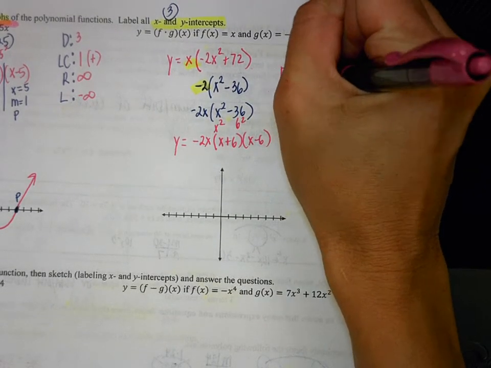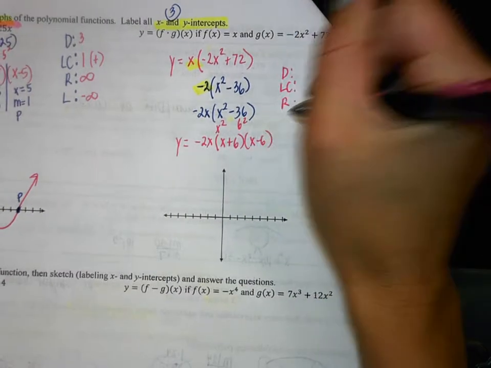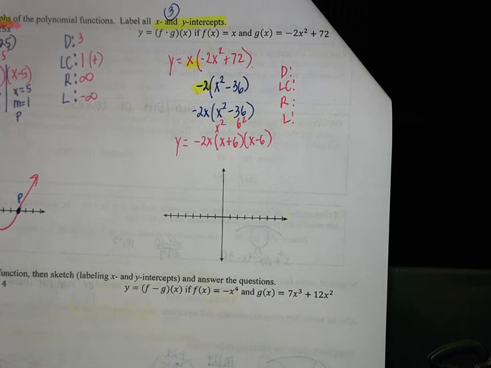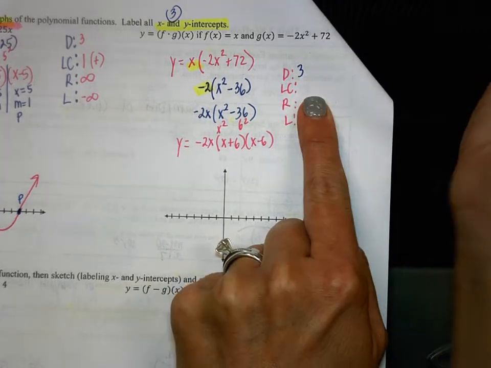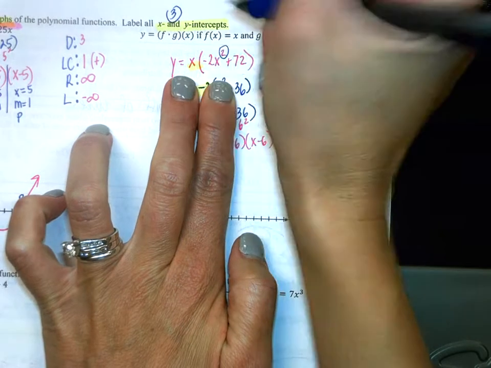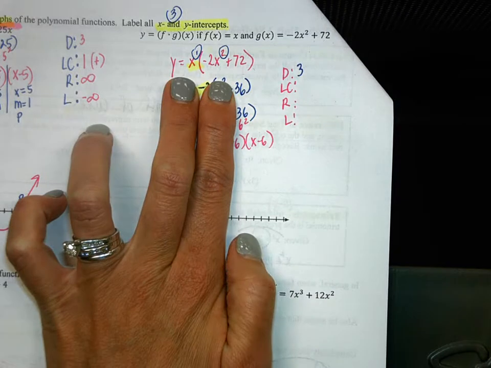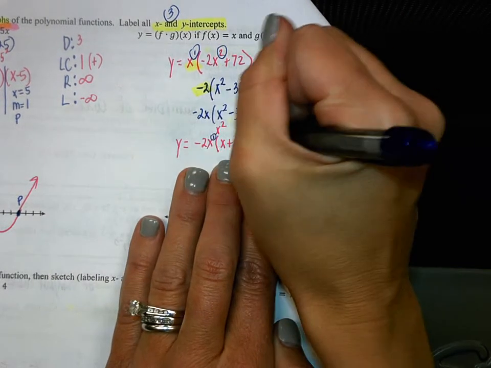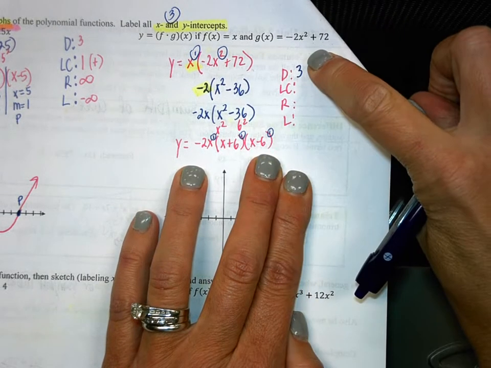Okay, so now we need to list our degree, our leading coefficient, our right-end behavior and our left-end behavior. Okay, what is our degree on here? 3. Okay, so if you go back here and look at this first one, this factor has a degree of 2. This factor has a degree of 1. You add those together, it makes 3. If you go to here, this factor has a degree of 1. This one has a degree of 1. This one has a degree of 1, which also makes 3.